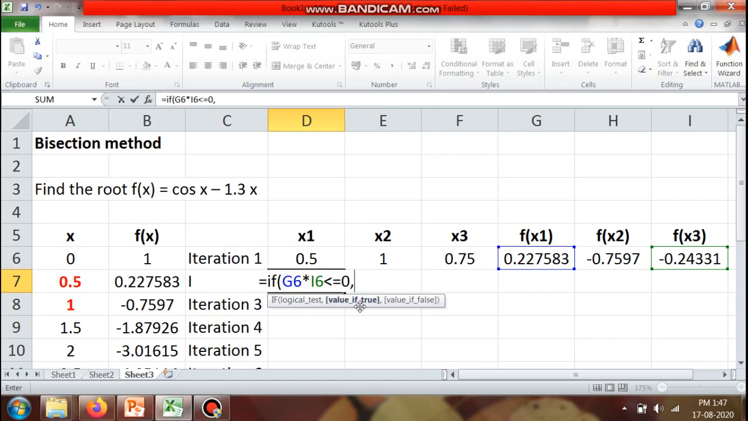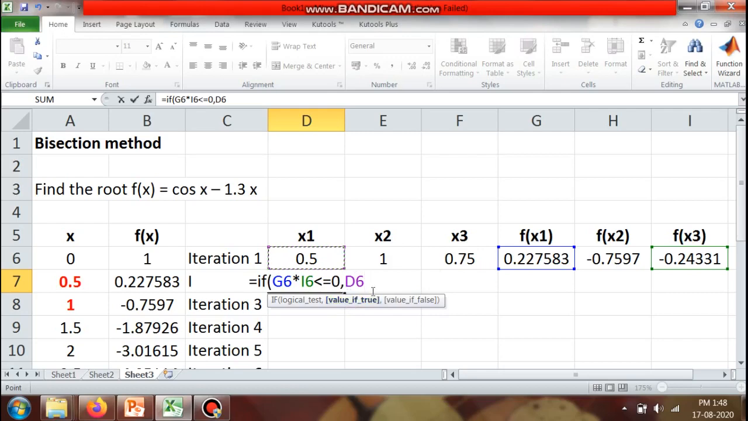Now it will ask you for the value if true. If this logical test is true, what must be the value to be printed in this particular cell? If you take the multiplication of these two functions, you will find that the answer is negative, which is less than 0. As it is true, you have to keep the value of x1 as it is, because x1 can't be replaced. We know that the value of the function which has the same sign has to be replaced with x3. So in this particular case, x2 has to be replaced with x3.